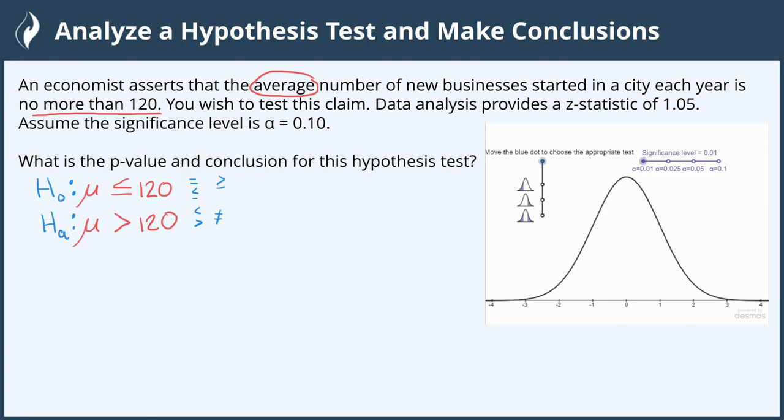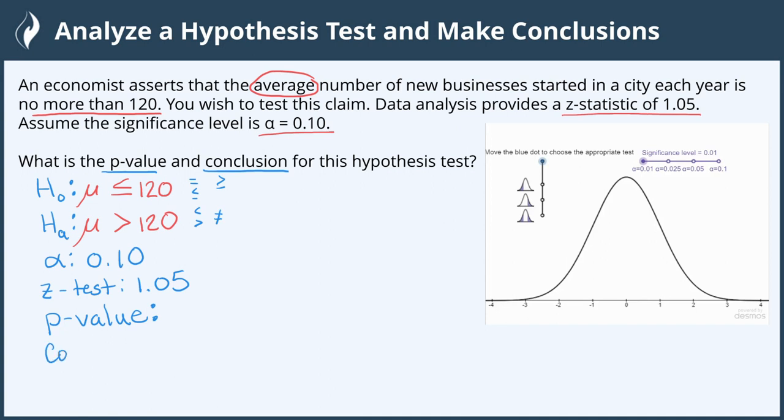Now that we've found our hypotheses, let's write down what else we learned from the problem. We know that we have a z-statistic of 1.05 and an alpha or significance level of 0.10. Let's go ahead and write those down as well. We have a significance level of 0.10 and a z-statistic or a test statistic of 1.05. We were asked to find the p-value and make a conclusion. So to continue making this organized, let's list here that we're looking for a p-value and a conclusion.